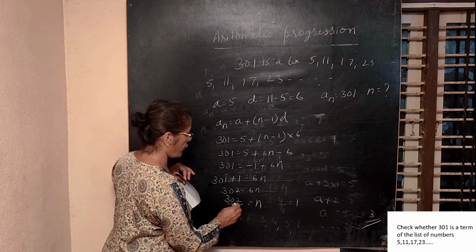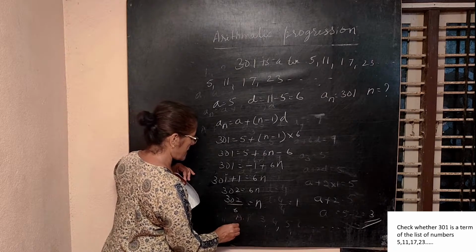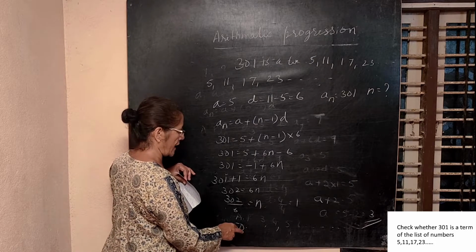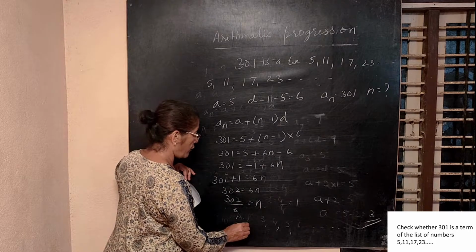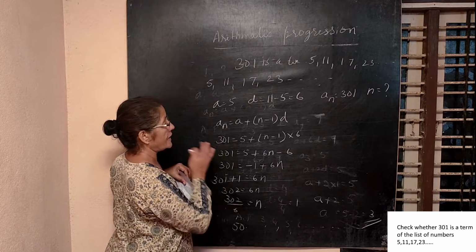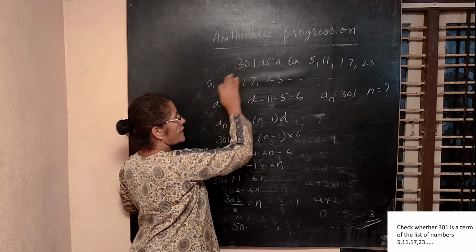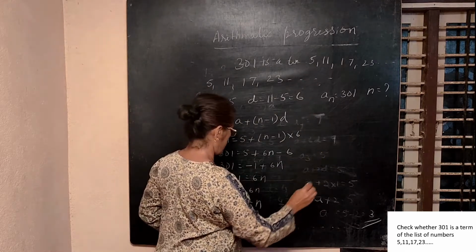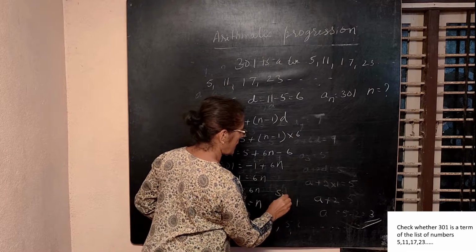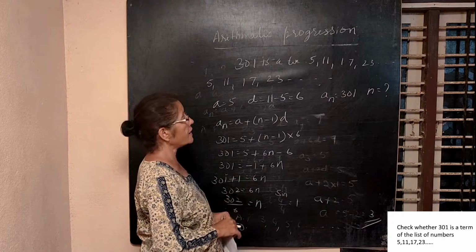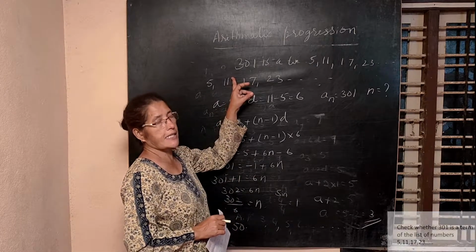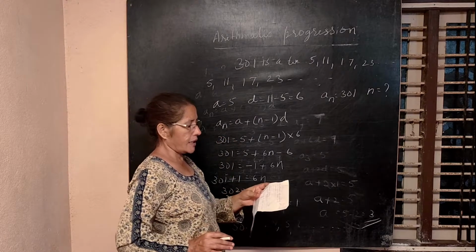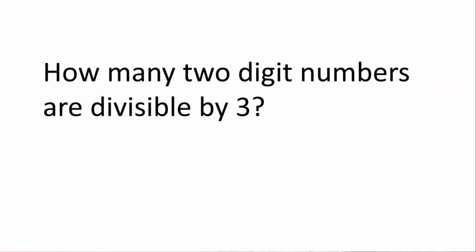You don't get a full number. 6 5s are 30, so you get 50 point something. So if n is a decimal number, then 301 is not a term of this sequence. Since n is not a full number, 301 is not a term of the sequence. That is the answer. Now next question.